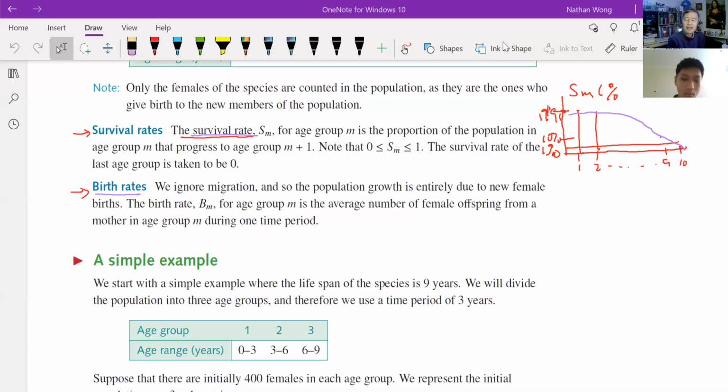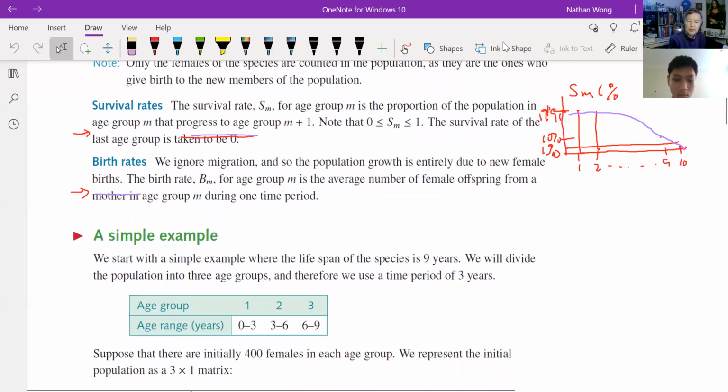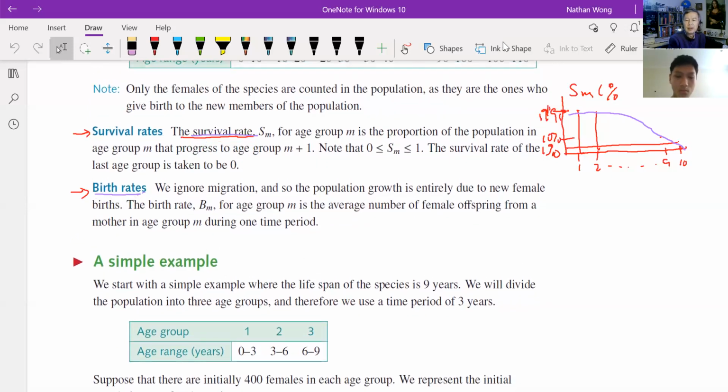And the total number will equal the number before, added to the newborn babies, minus the people who pass away. Can you follow me? So the birth rate for age M is the average number of female offspring from a mother in the age group during one time period.